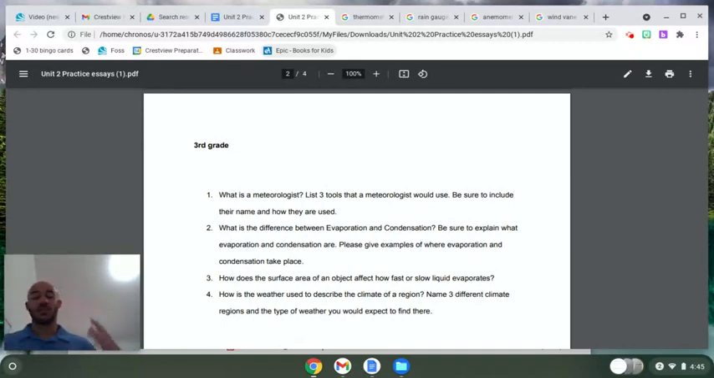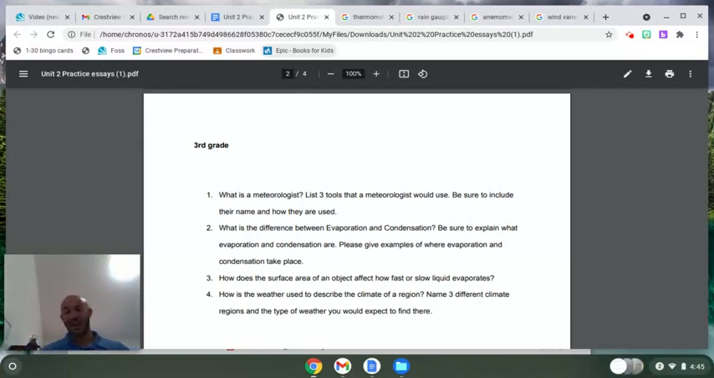Evaporation is liquid being heated up by the sun's energy, by the warm temperature, and the liquid turning into a gas, in the form of water vapor. So evaporation is water heating up, going into the Earth's atmosphere as a gas in the form of water vapor.